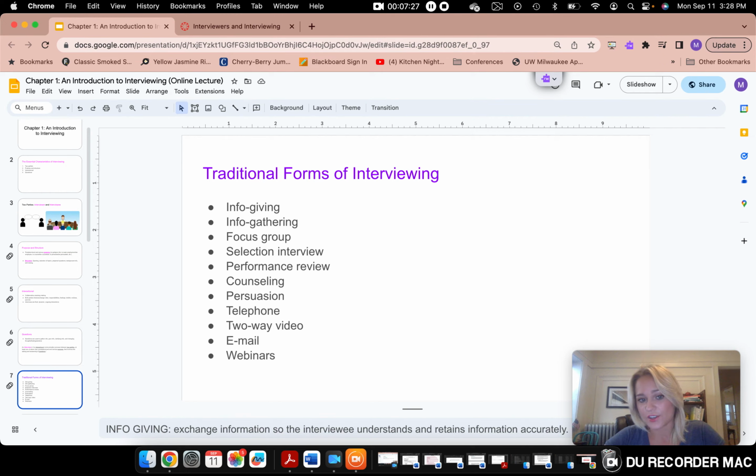Then there's the selection interview, also known as the employment interview. I have another slide on that, so I'm not going to talk too much about it right now. You have the performance review. That's when you already have the job. You've already been working at this job for quite some time.